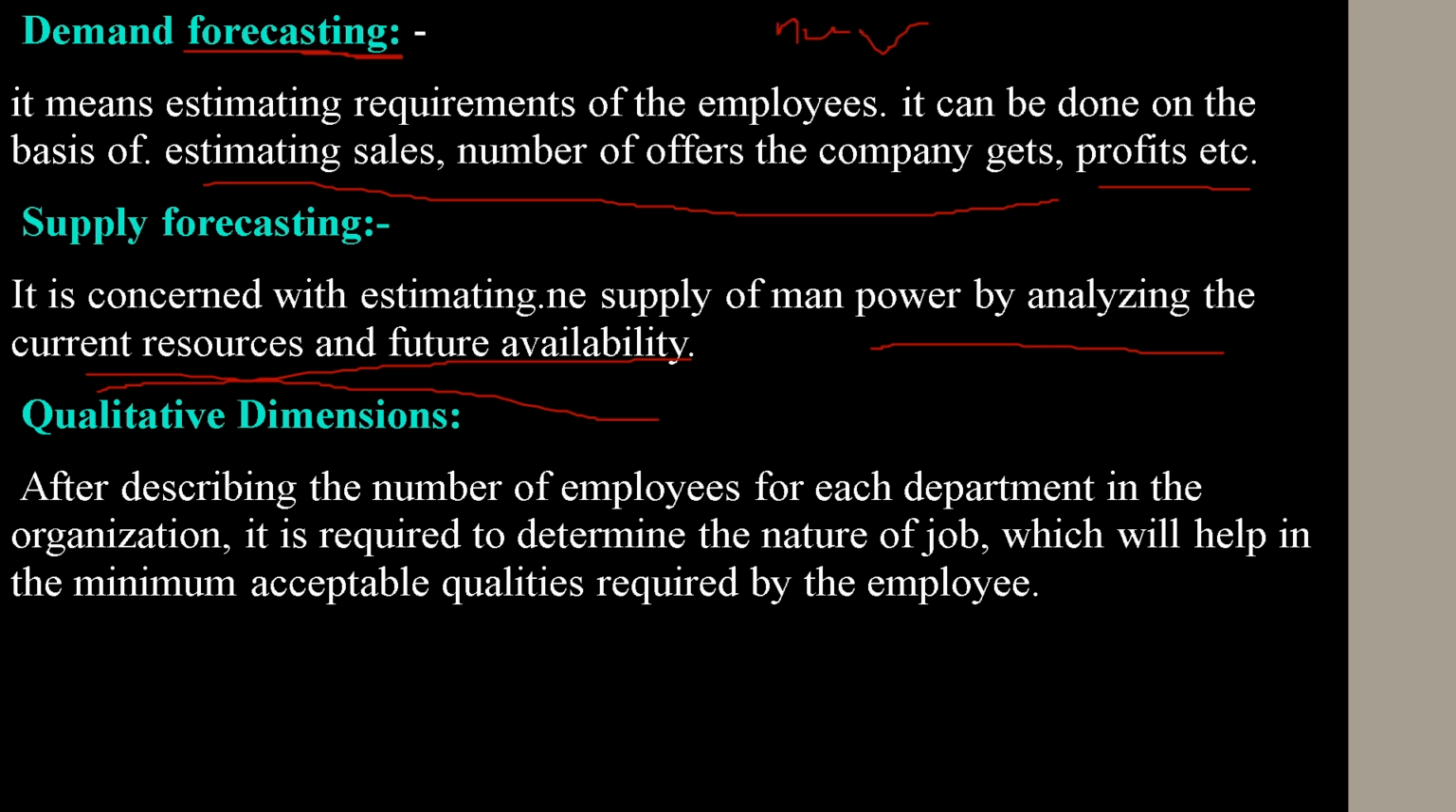Right? So this is quantitative dimensions. In quantitative dimensions, we have demand forecasting and supply forecasting. Demand forecasting means we estimate beforehand how many employees we need in future, right? Supply forecasting means how many employees are available. Internally how many are available and externally how many are available in future, right? This is quantitative.